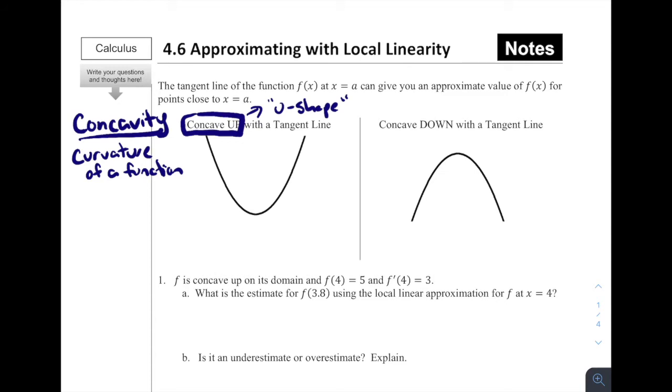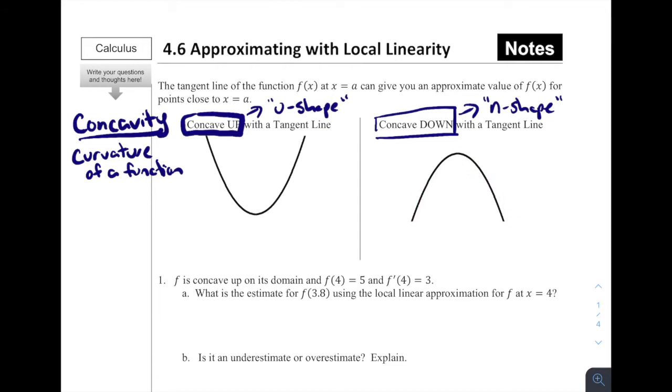If something is concave down, then what we generally say is that it has an N shape, like a lowercase n. And as we can see, this sort of looks like a lowercase n here. It is curving downwards, so therefore we say that this is concave down here.